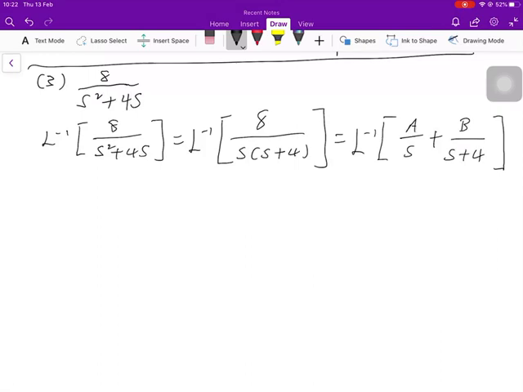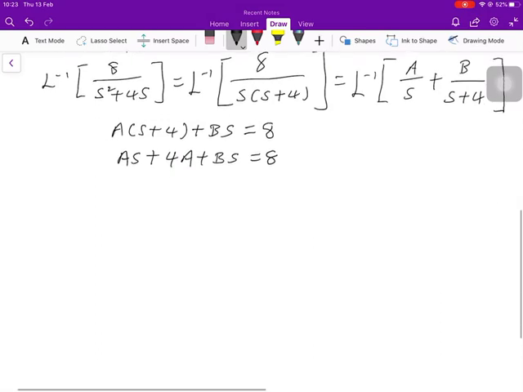So from this, we equal the coefficient value, that means a multiplied by x plus 4 plus bx, then that must be equal to the numerator value, which is 8, right? So we do the expansion here, a of x plus 4a plus b x must be equal to 8 over here. So accumulate the x term, that means a plus b multiplied by x plus 4a must be equal to 8, right?